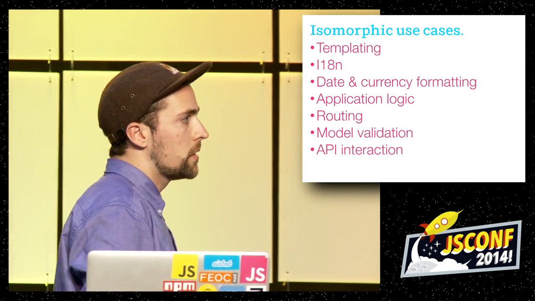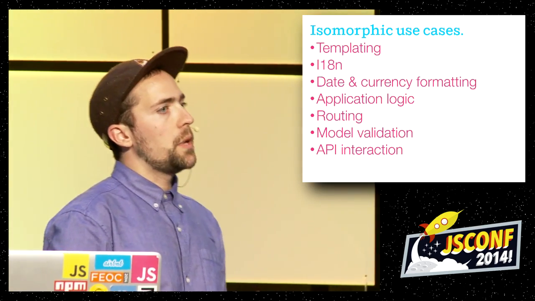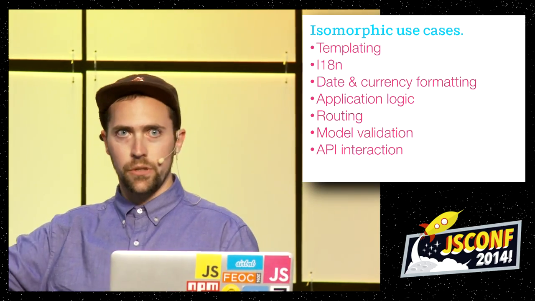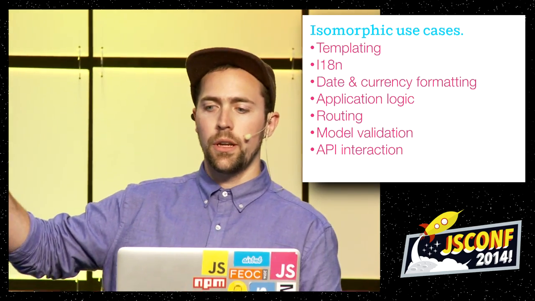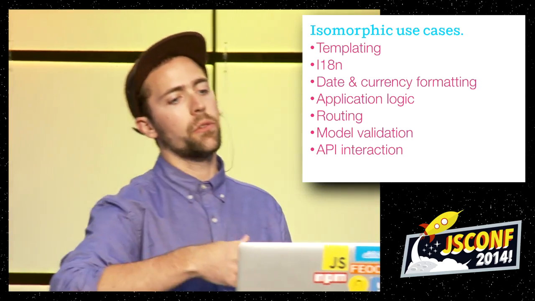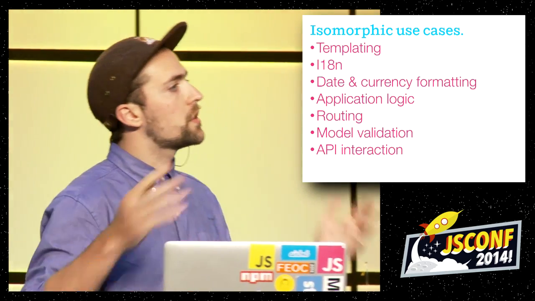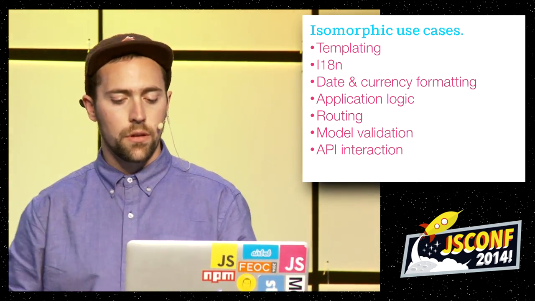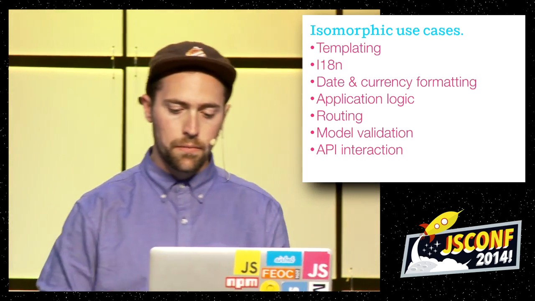API interactions. A lot of times we want to make calls to an API, either a first party or a third party API, using HTTP or some other transport. We might need to make that call on the client for whatever reason. We might need to make that call on the server. But if it's all in the same language and we can share that, then there's a single set of semantics for doing that.